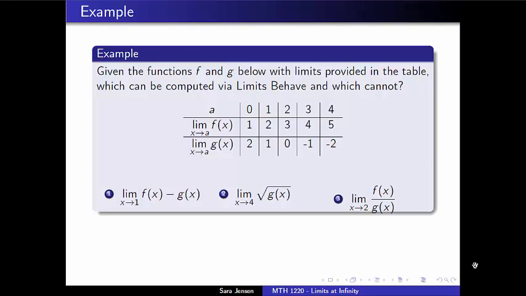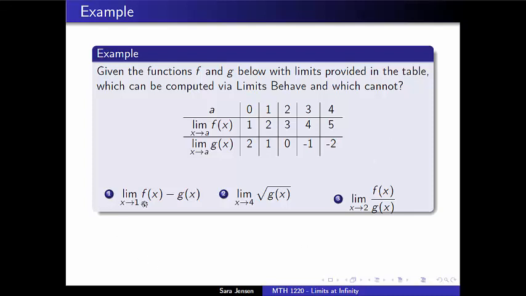I'm going to walk away entirely from our specific classes of functions for a moment, and I want us to think about if we are just given some specific functions f and g, and this table gives us information about the limit of those functions as x is approaching these different a values provided right here. For which of these things can I use my limits behave theorem to determine what the limit ought to be? And for which of these expressions am I unable to use the limits behave theorem, or am I unable to figure out what's going on with the limit?